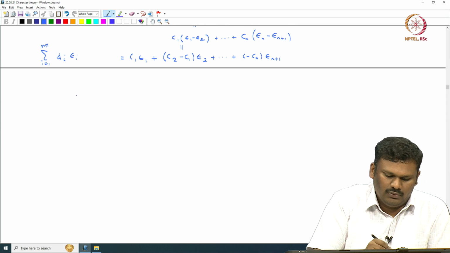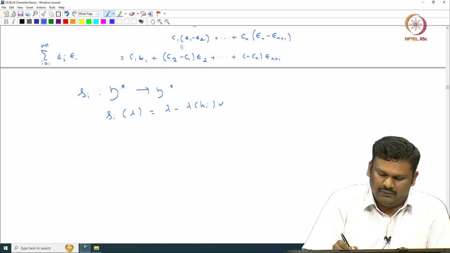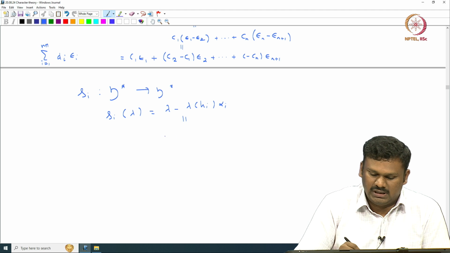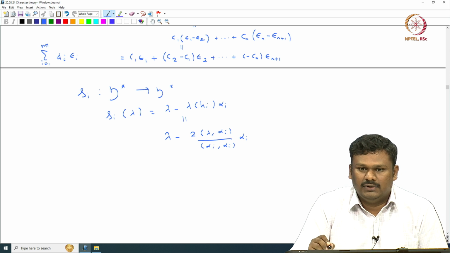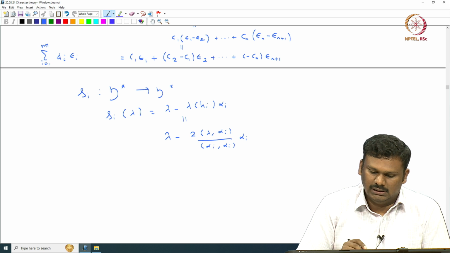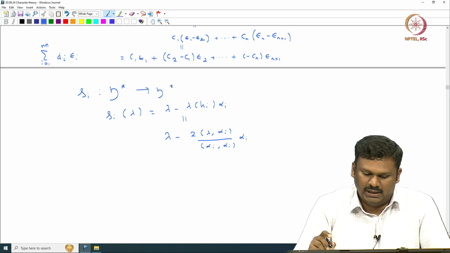Now, recall what s_i is. s_i is defined from H star to H star as an operator. s_i of lambda is lambda minus lambda of H_i times alpha i. We also identify this with the inner product, so this is also the same as lambda minus 2 (lambda, alpha i) divided by (alpha i, alpha i) times alpha i. So, indeed s_i is a reflection with respect to this vector alpha i. You take the hyperplane perpendicular to alpha i, then it is the reflection with respect to that hyperplane.